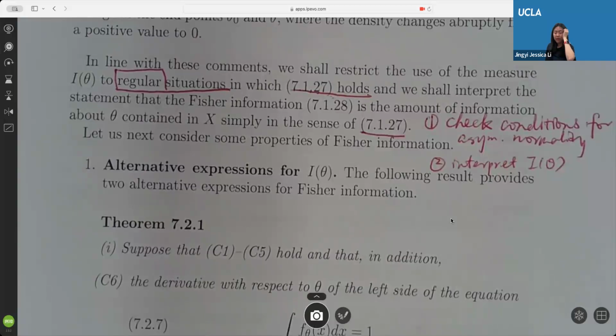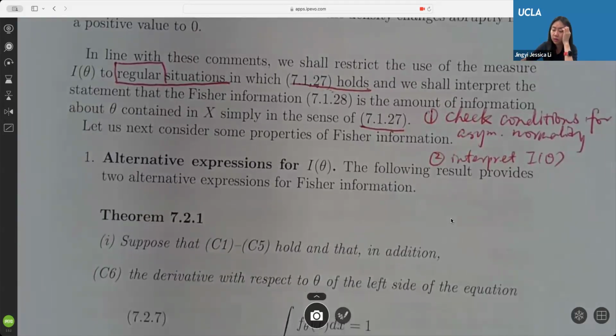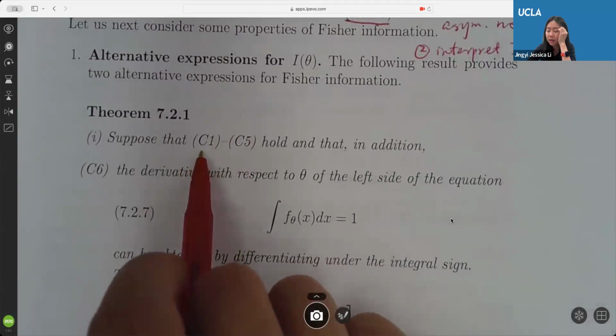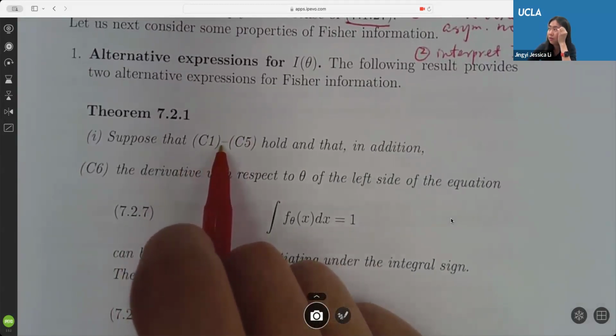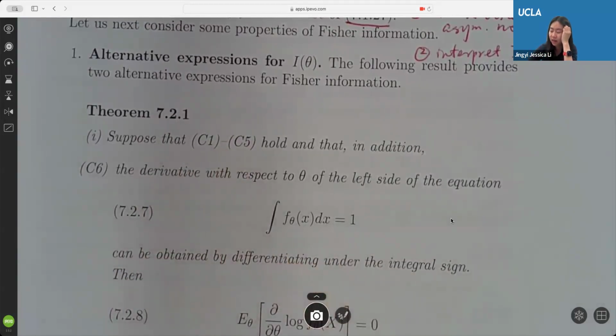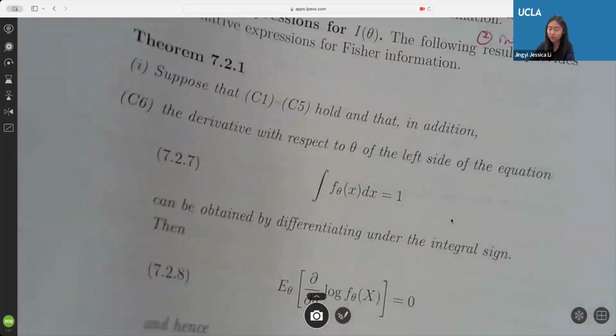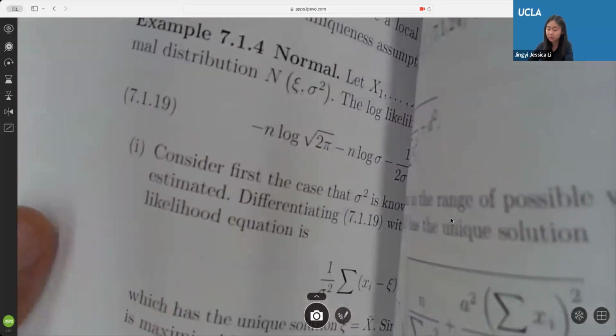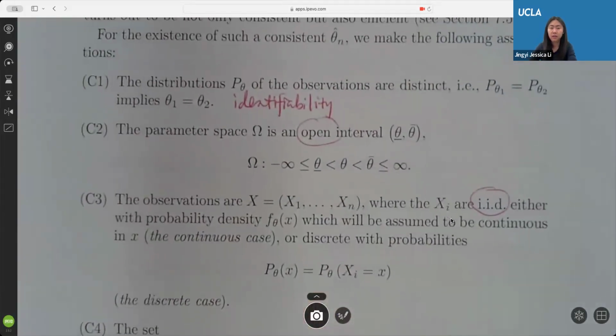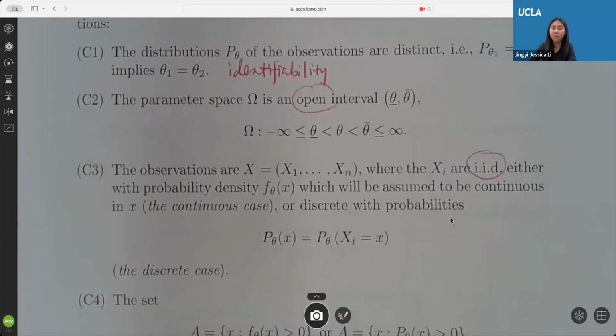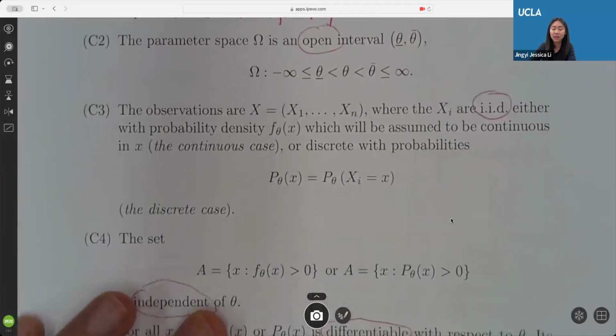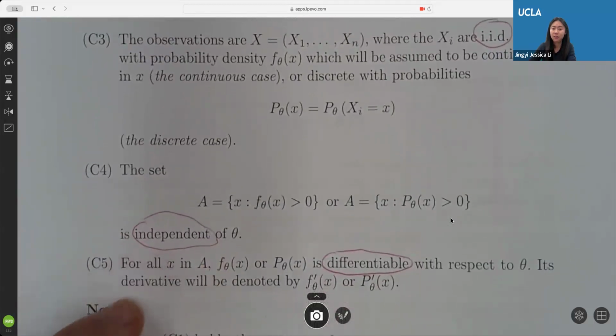Okay. And next, we will talk about an alternative expression for Fisher information, which is also commonly used in many cases. Again, C1 to C5 should hold, and we have stated this many times, right? The same C1 to C4 we recapped in the beginning of the class. So if you need another recap, let me scroll back again because we just kept using this. This is it. C1, identifiability; C2, open parameter space; C3, IID; C4, domain not depending on theta; C5, density differentiable. Okay, so we have these things.